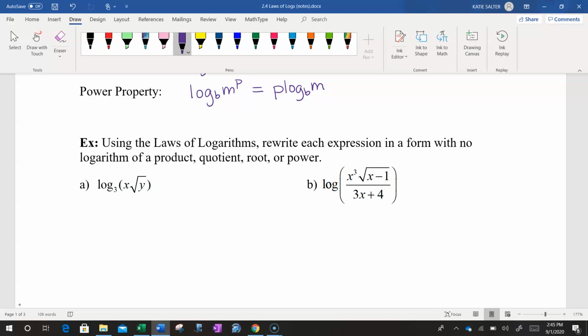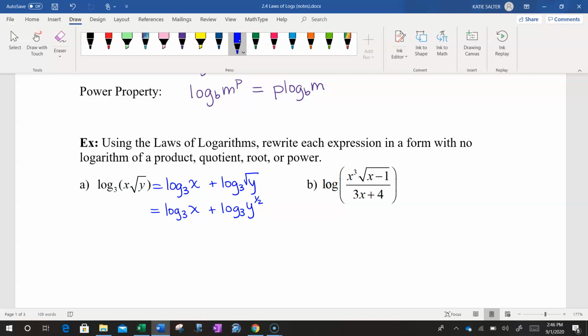So with this first one, we don't have any exponents yet. So what we're going to do is break up this product. And we would say, well, this is equal to log base 3 of x plus log base 3 of the square root of y. Because remember, if you have a product, we can break that up into a sum. Well, we know that roots are the same thing as fractional exponents. So we can rewrite this second part right here, this log base 3 of the square root of y, as log base 3 of y to the 1/2.